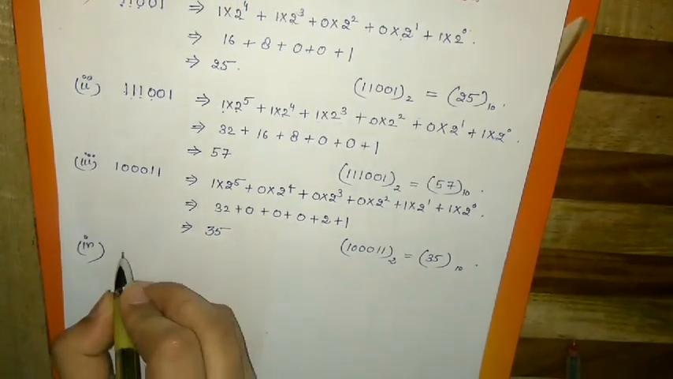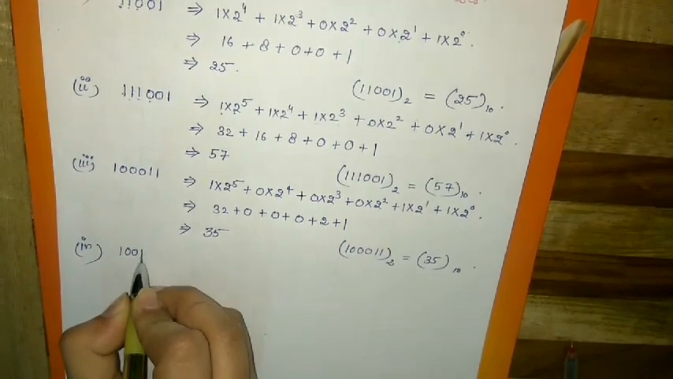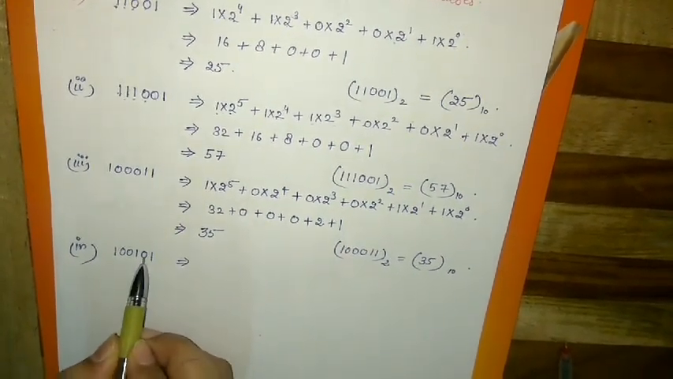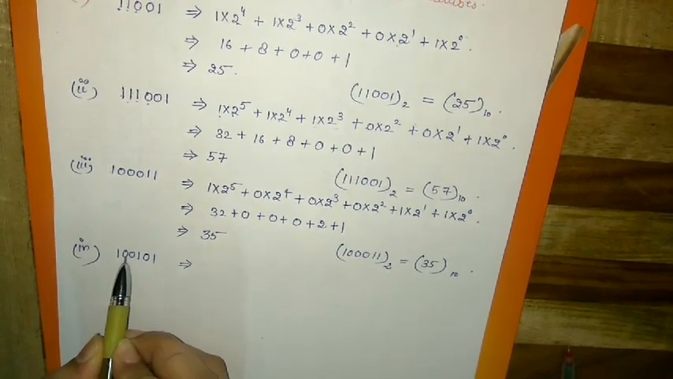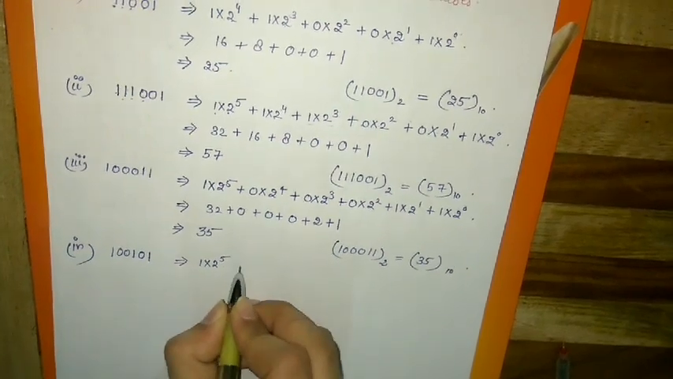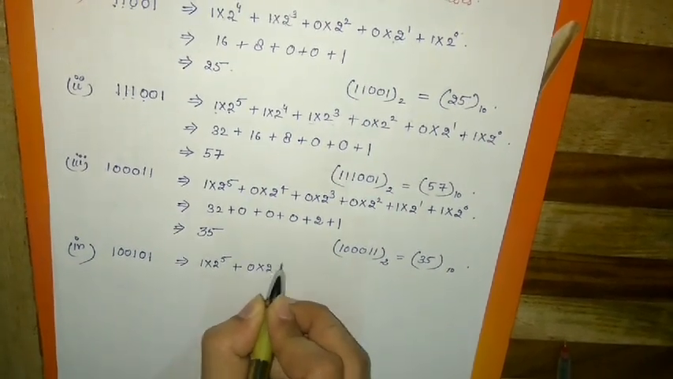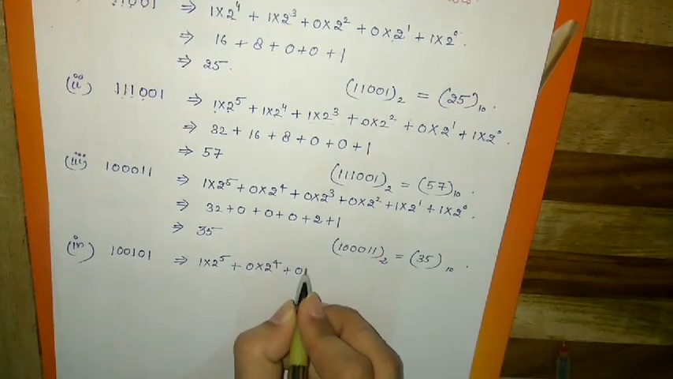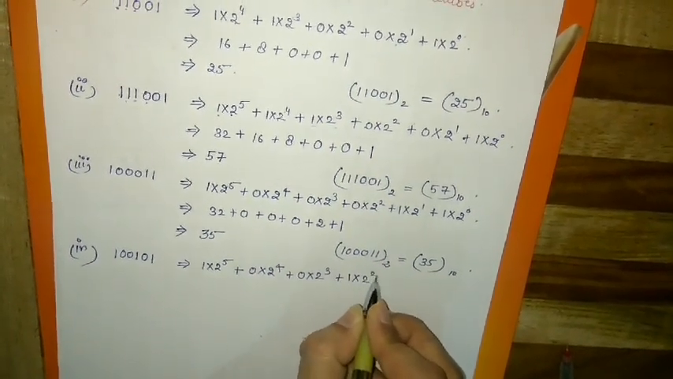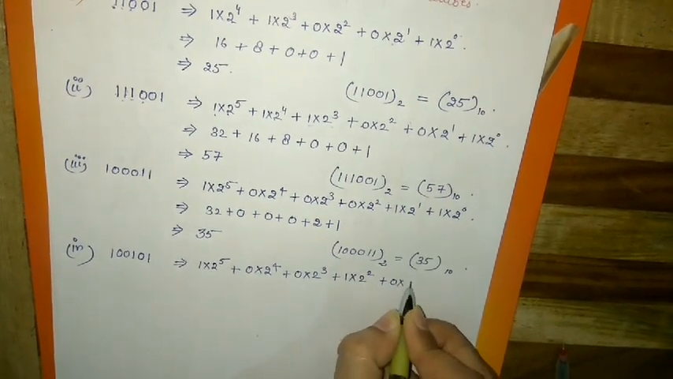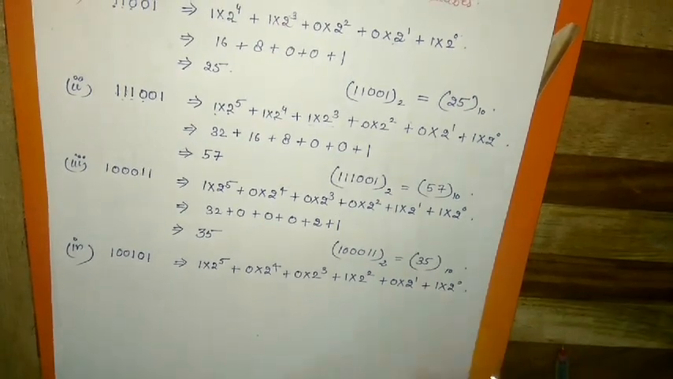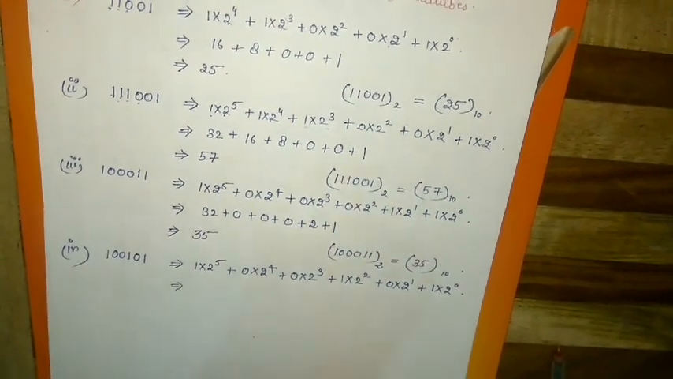So the fourth question is 100101. Okay, again count the digits 0, 1, 2, 3, 4 and 5. Okay, so 1 into 2 to the power 5 plus 0 into 2 to the power 4, then plus 0 into 2 to the power 3, then again 1 into 2 to the power 2, then again 0 into 2 to the power 1, then plus 1 into 2 to the power 0. Okay, now again solve it out.